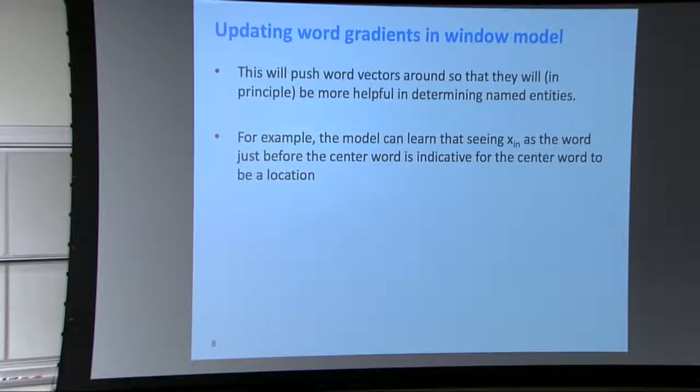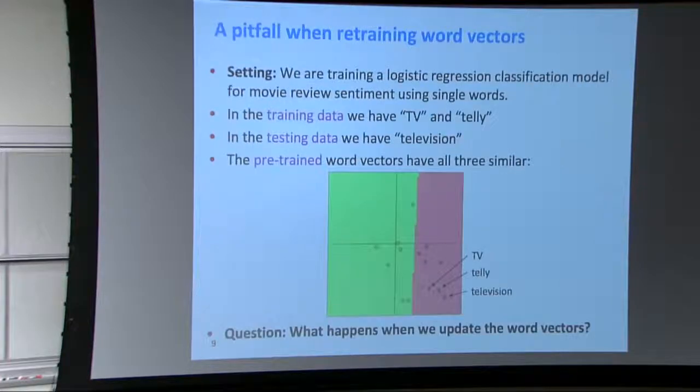So in principle, that's good, and it's a good thing to do to update word vectors to help you perform better on a supervised task, such as this named entity recognition classification. But there's a catch, which is that it doesn't always work, actually. And so why doesn't it always work?